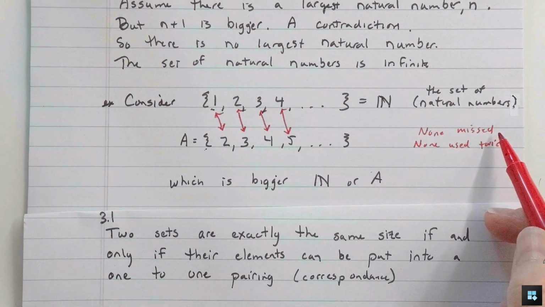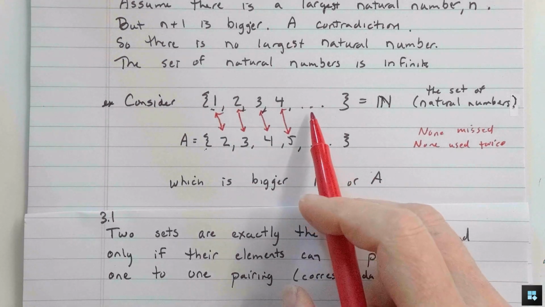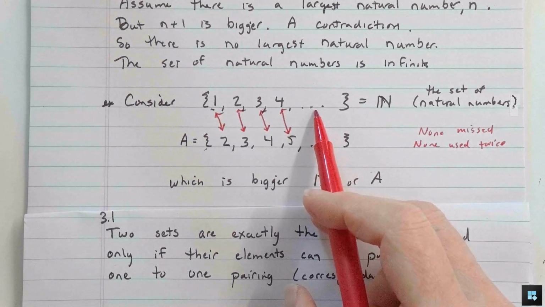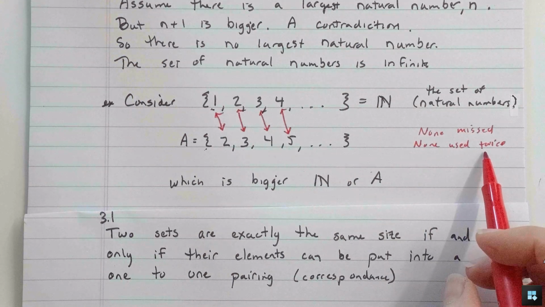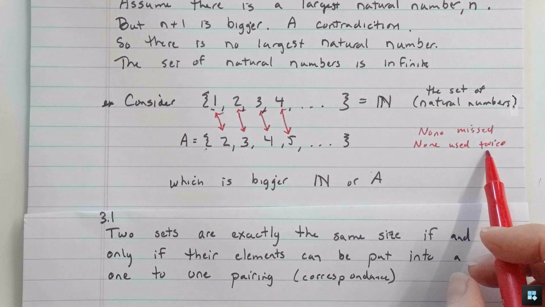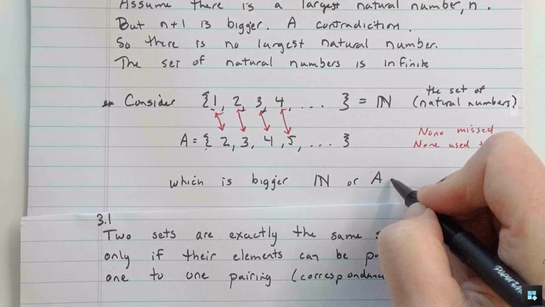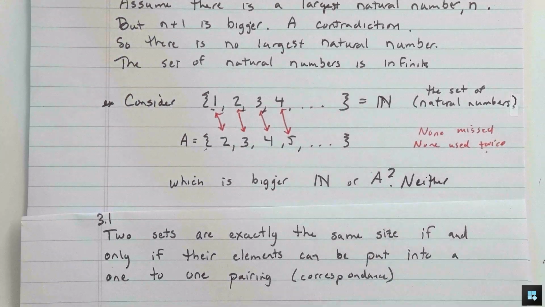Does that mean none are missed? None are missed because no matter what number you pick out down here, you know what number goes with it up here, and no matter what number you pick up here, you know what it goes to down here. Did we use any twice? No, we didn't use any twice. So these are in fact the same size. We say they have the same cardinality.